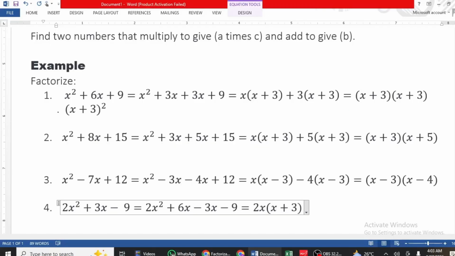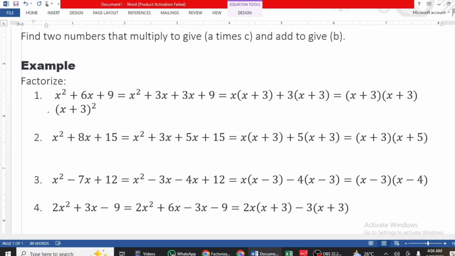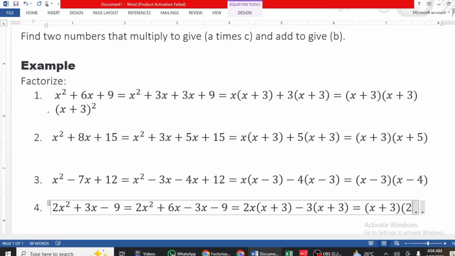Immediately after the first two, you put the sign minus. Then what is common to the last two will be 3. Then inside the bracket now will be x plus 3. And after that, you get your final answer. Your final answer now will be x plus 3, then the second bracket now will be 2x minus 3. This is how to factorize.